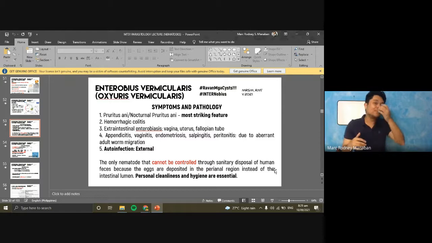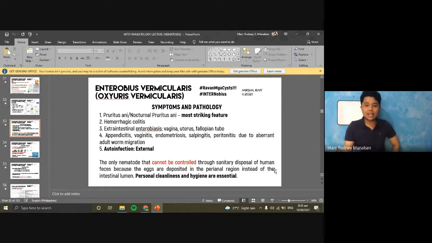And usually this infection is common among children. Among children and especially females. All right, so children are the most commonly affected. Now if there is a heavy infection, it can cause hemorrhagic colitis. So the colon becomes inflamed. All right, and for females, as I've mentioned, extra-intestinal enterobiasis is also common, especially in the female reproductive tract: the vagina, uterus, and fallopian tube.